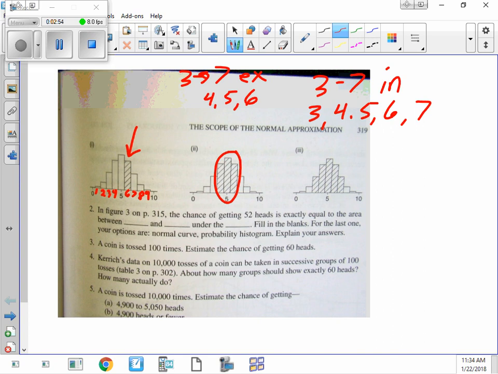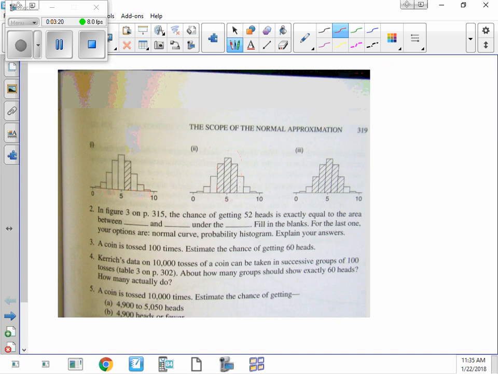So how would we calculate z-scores for 3 to 7 inclusive? What would the left bound be? 2.5. What would the right bound be? 7.5. What if we went to the middle graph? What's the left bound? 3.5, and the right bound? 6.5. Yeah. Okay. All right, next question.